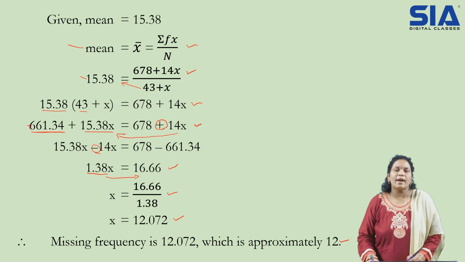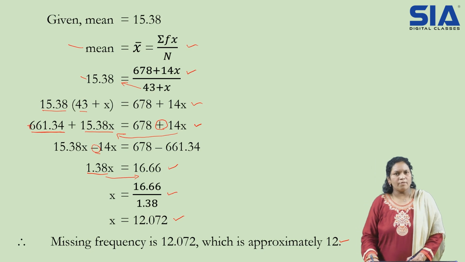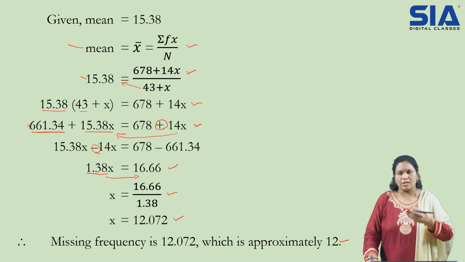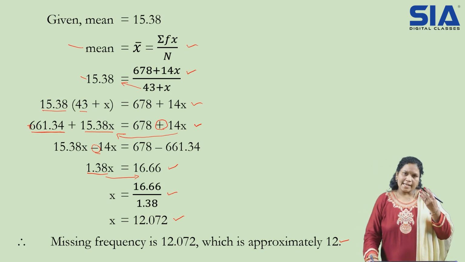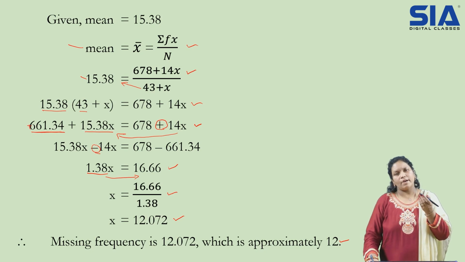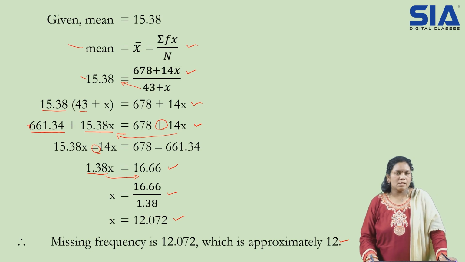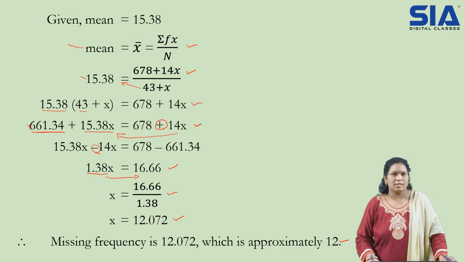So this is how we find out the missing frequencies. Whatever is missing in the frequency column, you have to consider as some x. Suppose more values also go missing sometimes, like x1, x2, we need to consider them, and we solve the problem as usual. So this is how we'll find out the missing frequencies. Okay, hope you have understood the problem.